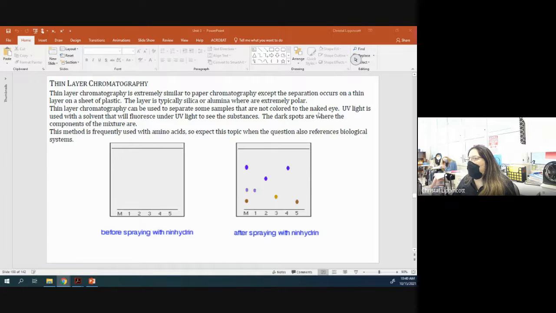And so when you do this thin layer chromatography, they're going to separate some of the samples, but you can't always see them. So sometimes you have to go through a process where you develop them. So anhydride would be an example of something that they would use to develop this with. Again, I've never seen this on an AP exam.